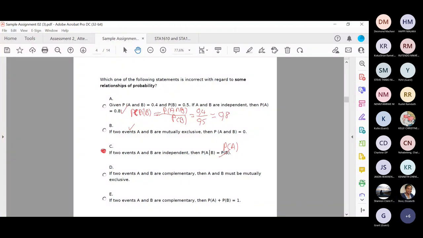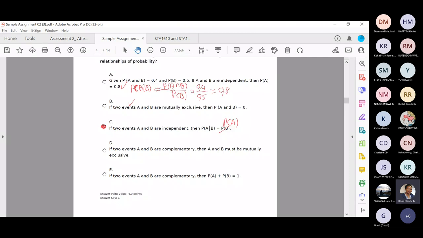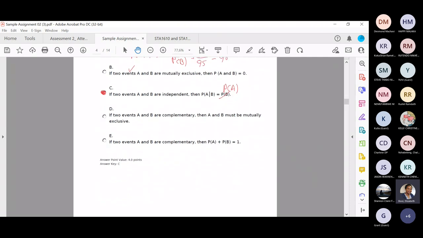If two events A and B are complementary, then A and B must be mutually exclusive. Yep. If two events A and B are complementary, then the sum of all probabilities should also be equal to one. Yep. That is the definition and properties of probabilities.